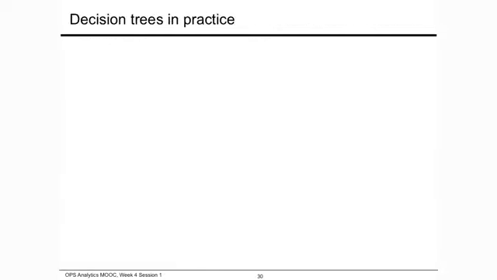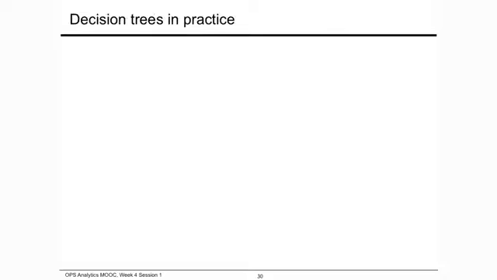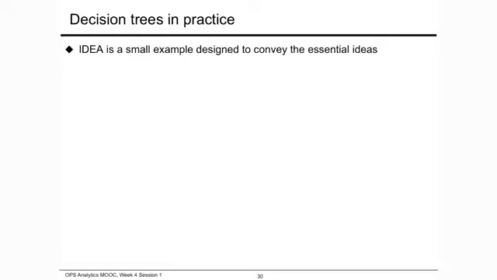Finally, it's worth mentioning that decision trees are widely used in practice. IDEA is just a small example that we've designed to convey the essential ideas. But in practice, decision trees are used to evaluate a really wide range of complex problems. And I'm going to list just a few of them that you can find published in Interfaces, but there are many, many more out there.